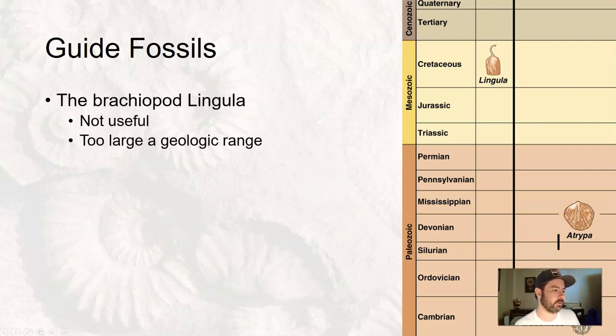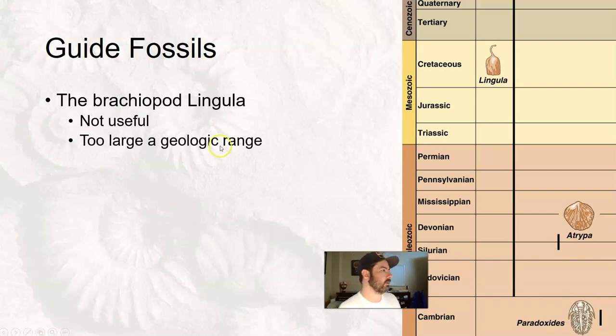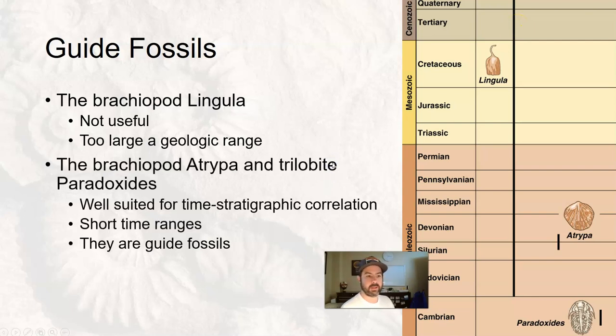For example, let me move a little bit here. And so let me show you some good and bad examples. So the brachiopod Lingula is not useful as a guide fossil. We can find fossils from the Ordovician all the way into the Quaternary period. It's too long. We can't narrow things down. However, the brachiopod Atrypa and the trilobite Paradoxides are really good guide fossils because they have very short time ranges. So if you find this type of trilobite fossil, you know you're dealing with rocks from the Cambrian period because it only really existed there. So the shorter the time frame, geographically widespread, easily identified, those are the best guide fossils.